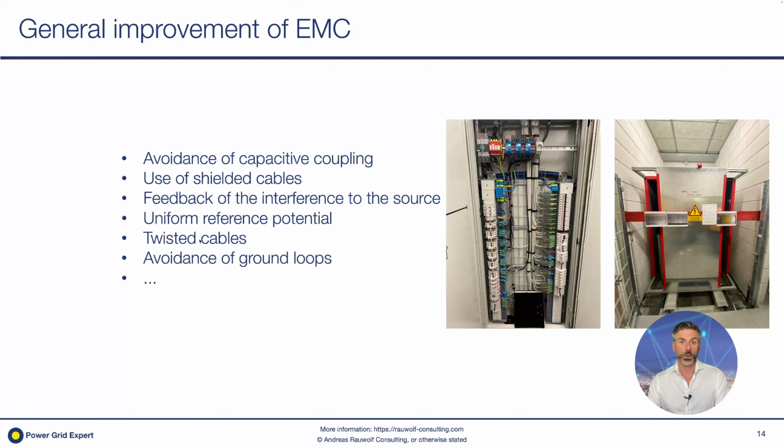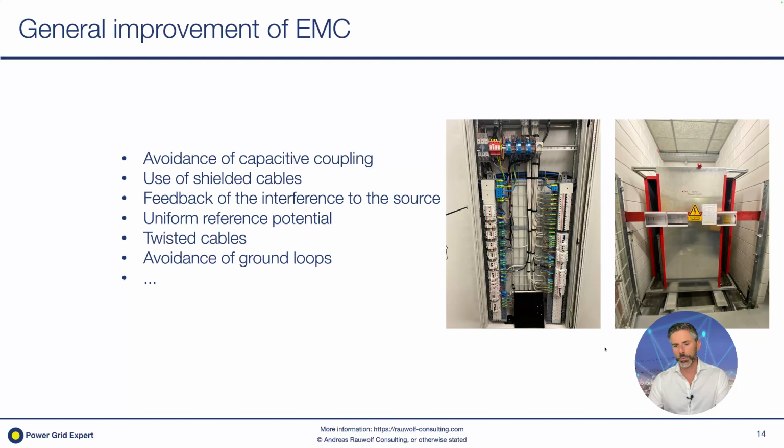Use twisted cable also in the thick cable for the low voltage or medium voltage distribution. We can use twisted cables in communication and signal electronics. That is used since decades. In every Ethernet cable there's twisted cable. We can use the same here to avoid further disturbances. And of course, we should always avoid ground loops.